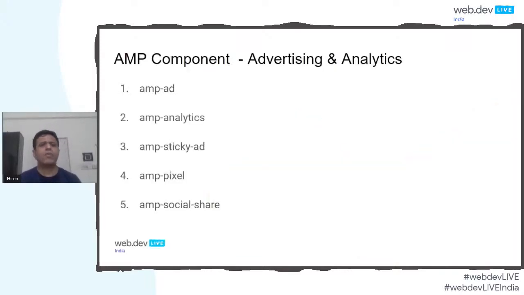So first is advertising and analytics. As we will see in a later session today, you can create blazing fast ads, newsletters, and email by using AMP. When you are building those, these are some of the components which you can use, like AMP ad, AMP analytics, if you want a sticky ad, AMP pixel, AMP social share. These are the inbuilt components available in the AMP framework, which you can straight away use inside your application for creating a rich user interface.